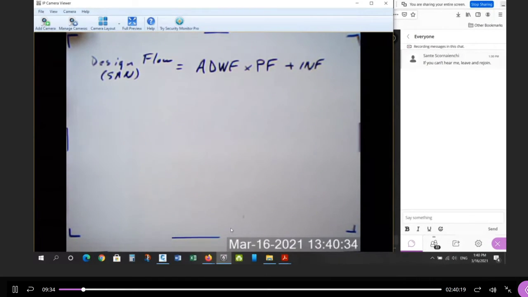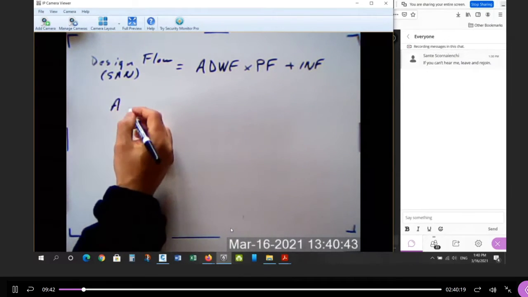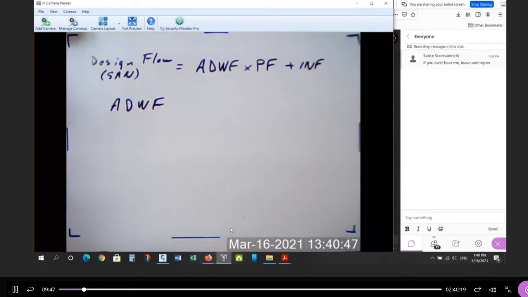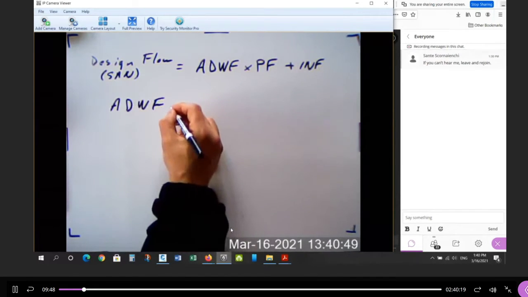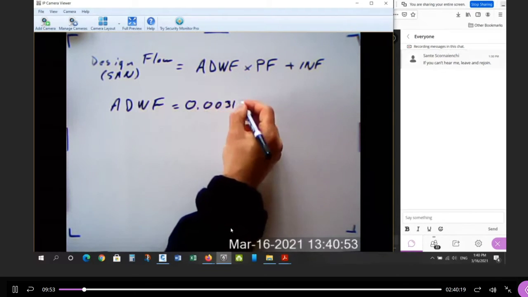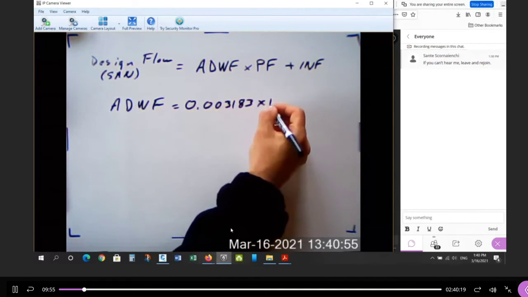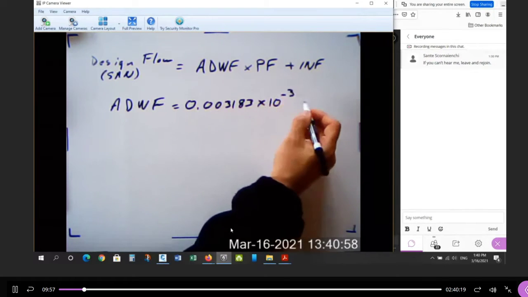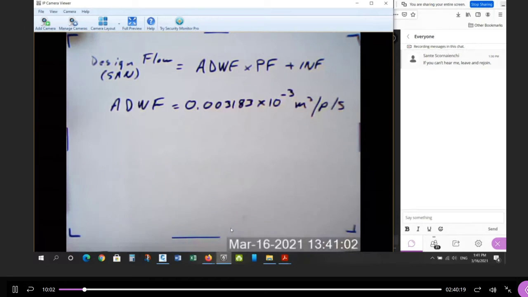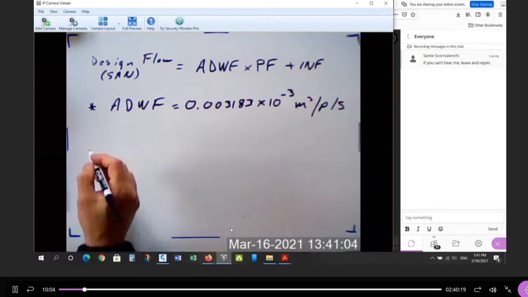Okay, so you can follow along and use the spreadsheet to its full potential so that you can minimize the calculations you have to do. Okay, so the average dry weather flow for the residential neighborhood is actually 0.003183 times 10 to the minus 3 cubic meters per person per second. That's right out of the standard.